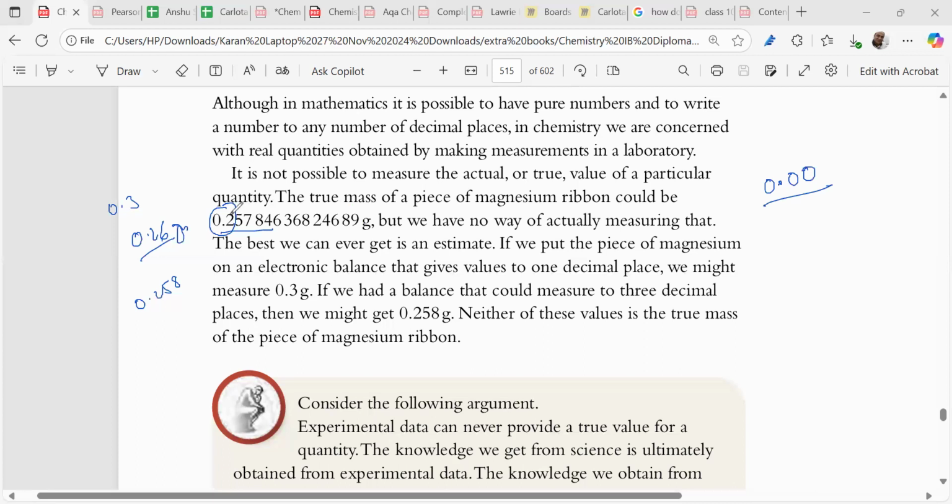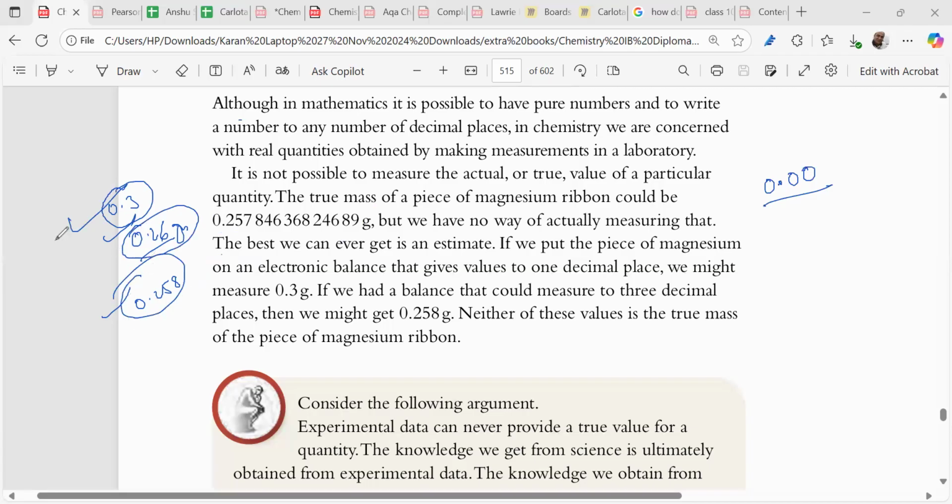So is this the correct weight, the exact weight? No, this is not the exact weight. But are we at fault? Is the student who is measuring at fault? No, he's not at fault. So neither of these values is actually the true mass of the magnesium ribbon. This raises the question: how can we represent the inability of the machine, which is out of our control?